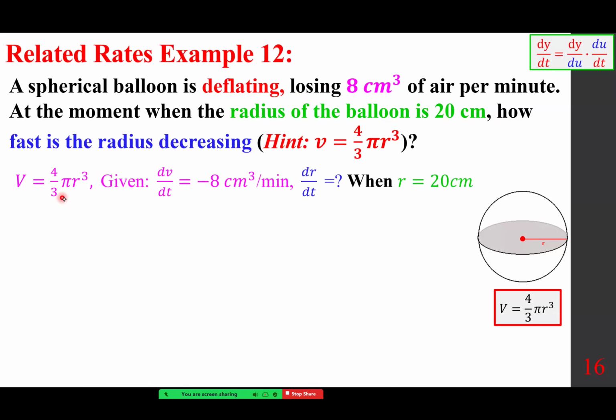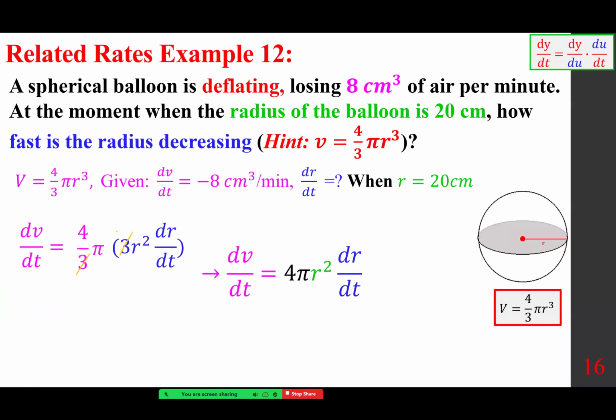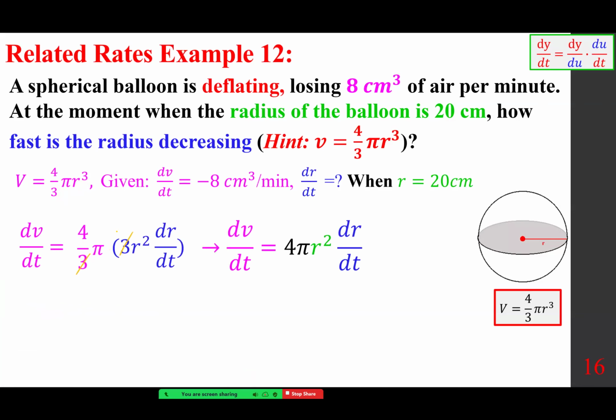So we are going to differentiate this. dV/dt, remember, we are taking the derivative with respect to t. r is not an independent variable. So it's 4/3 pi, which is the coefficient, and now r cubed gives 3r squared dr/dt. We get 4 pi r squared dr/dt.